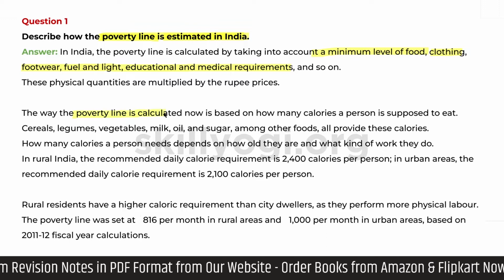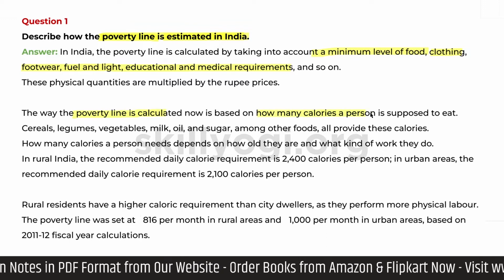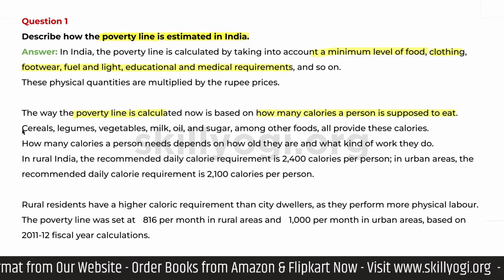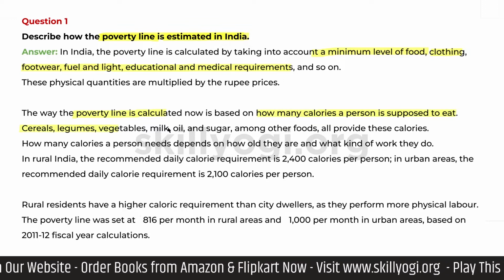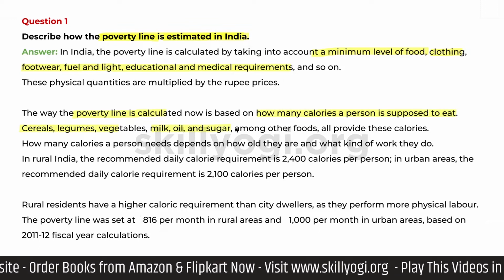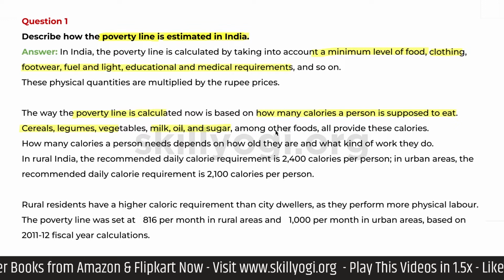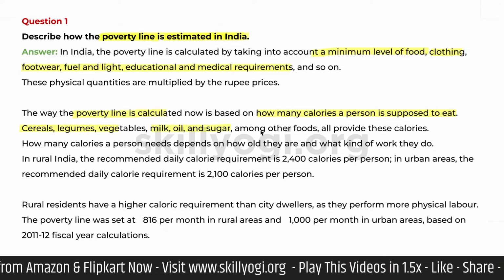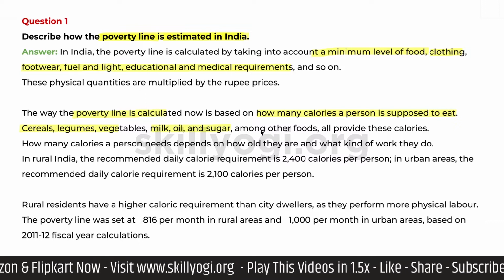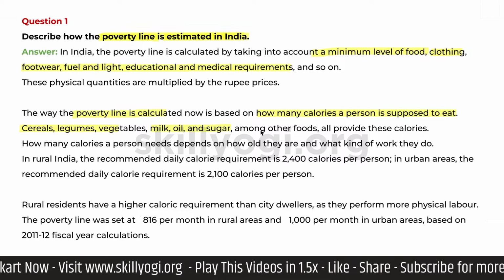The way the poverty line is calculated now is based on how many calories a person is supposed to eat. So they can consume different things. It can be cereals, vegetables, milk, oil, etc. You can write this down, but even if you write foods, it is good enough. And whatever food item they can consume to increase their calorie intake.